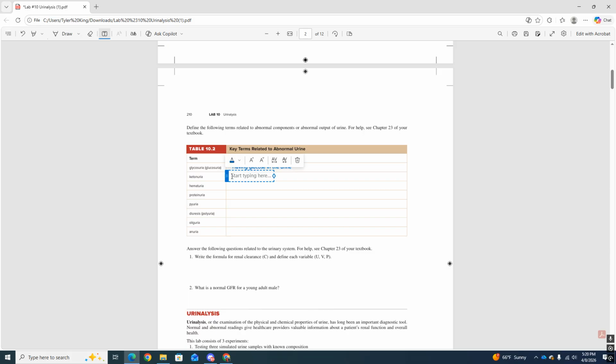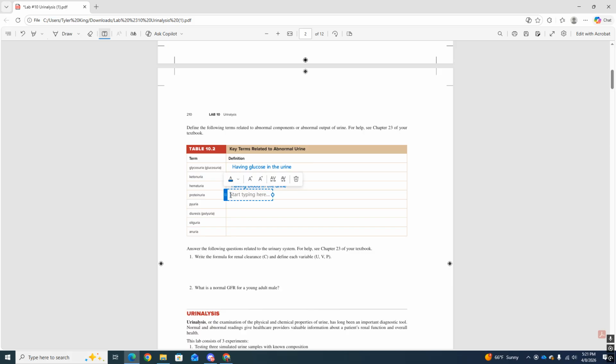Ketonuria, okay? What's going to be in the urine? Ketones, okay? Having ketones in the urine, a breakdown product of fats. Hematuria, okay? So this is relating back to red blood cells, aka having blood in the urine, okay? Having blood in the urine, all right?